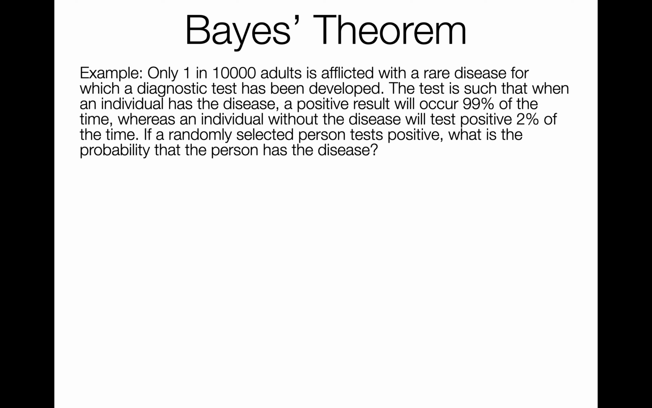This is an example that is very popular, and it is a real life example of where we see Bayes' theorem being used. Only 1 in 10,000 adults is afflicted with a rare disease for which a diagnostic test has been developed. This test is such that when an individual has the disease, a positive result will occur 99% of the time, whereas an individual without the disease will test positive 2% of the time. If a randomly selected person tests positive, what's the probability that the person has the disease?